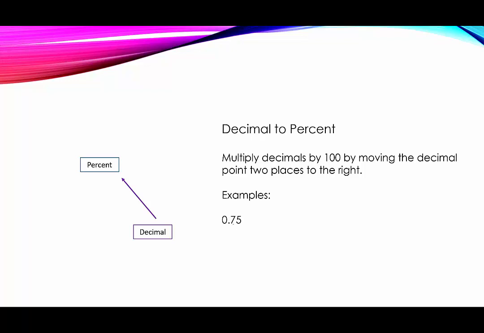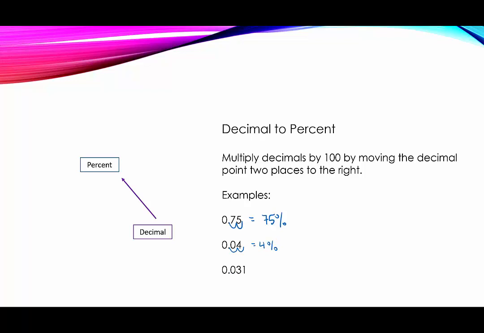So 0.75, we multiply by 100, we move it 2 places over. 0.75 would be 75%. 0.04, we move the decimal point 2 places to the right, and we get 4%.